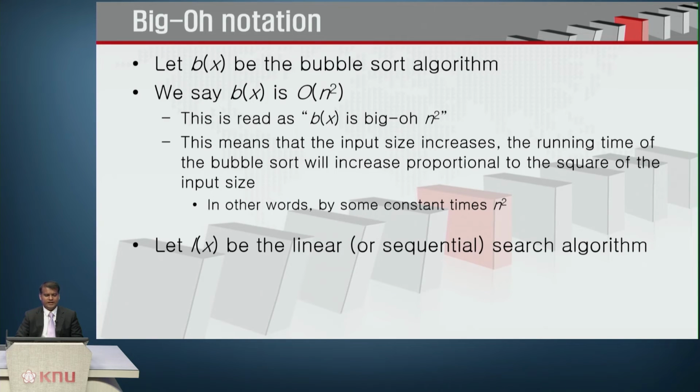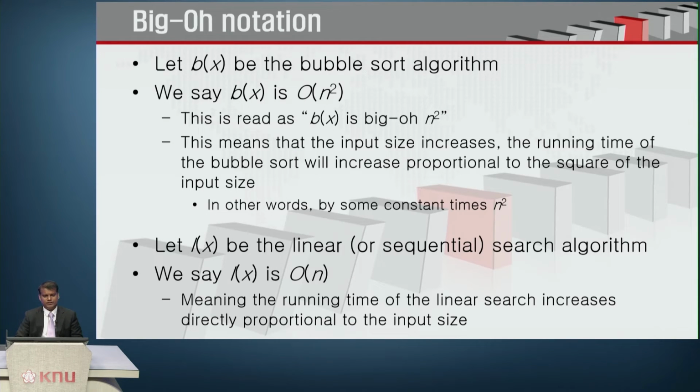Let Lx be the linear or sequential search algorithm. We say that Lx is O of n, which means the runtime of the linear search increases directly proportional to the input size. So n is the input size and the runtime is directly proportional to it in the case of linear sequential search algorithms. Whereas in bubble sort, as the input size increases, the runtime increases proportional to the square of the input size. We know that the complexity we already discussed is n square steps. It's kind of a big O operation.